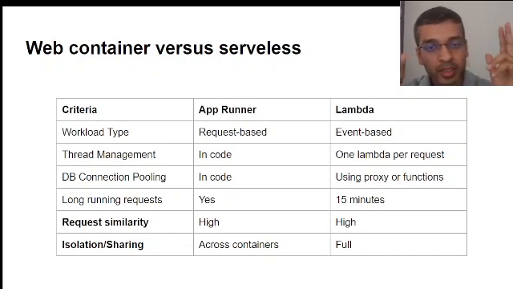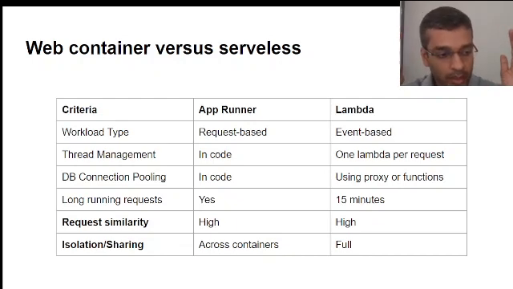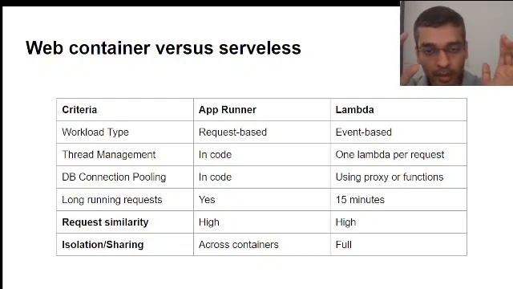Now, there are two important things that we need to understand. One is something that differentiates App Runner and Lambda from containers and VMs. Both App Runner and Lambda are meant for simple requests where the variability across requests is not very high. And let me explain that a bit more in detail.